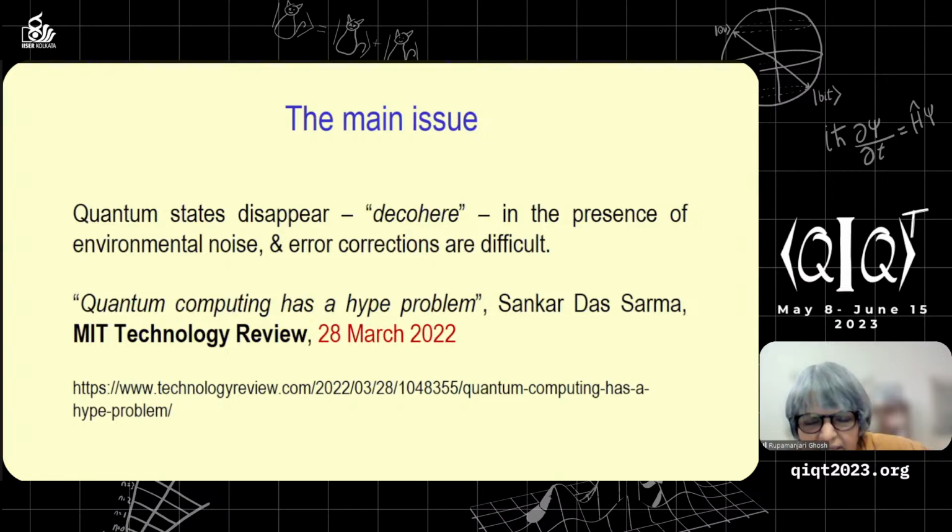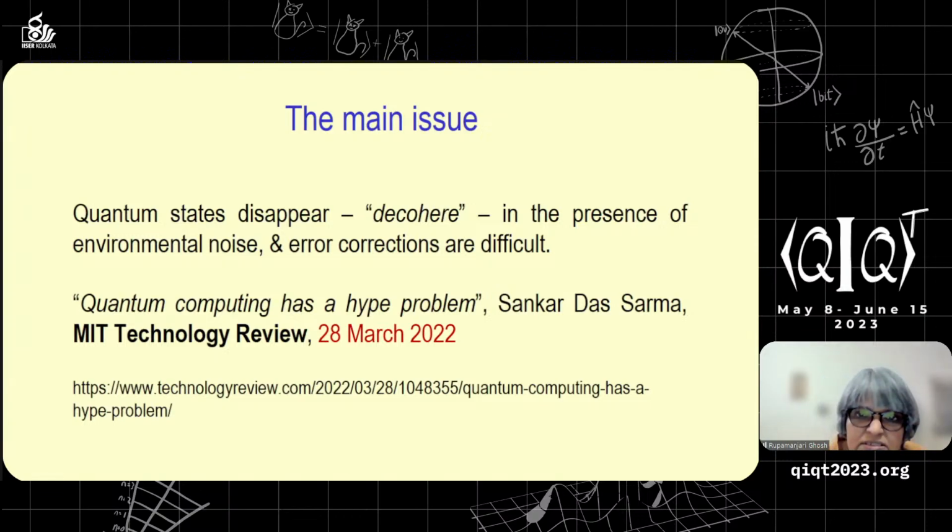Last year, I think I mentioned this briefly, at the end of March, this article came out in MIT Technology Review, an article by Sankar Das Sarma. Most of you are probably familiar with his work. The title of the article was "Quantum Computing Has a Hype Problem." According to this article, the main issue is what I just talked about, that quantum states disappear, and that's called decoherence. They decohere in the presence of environmental noise, and error correction is difficult, right?